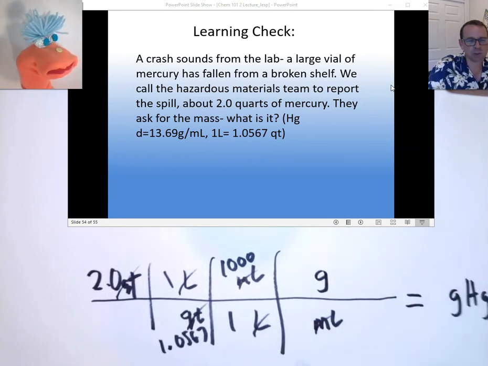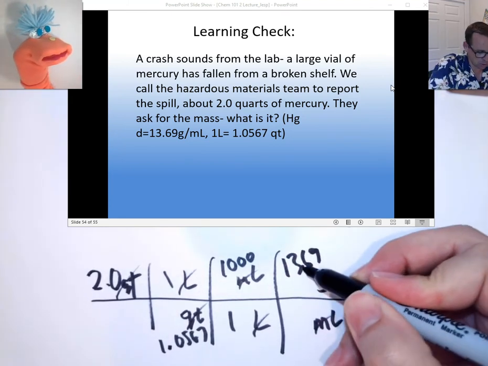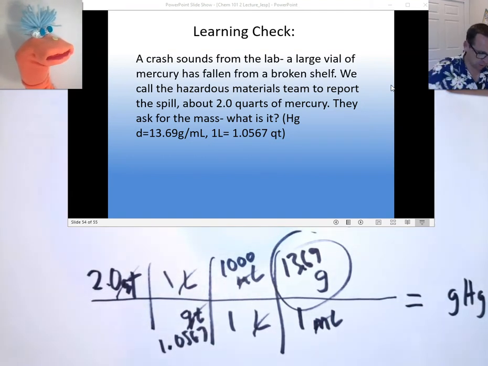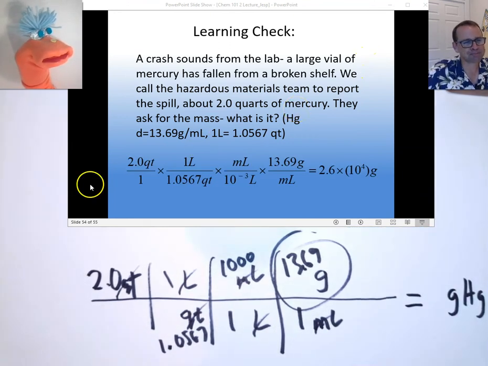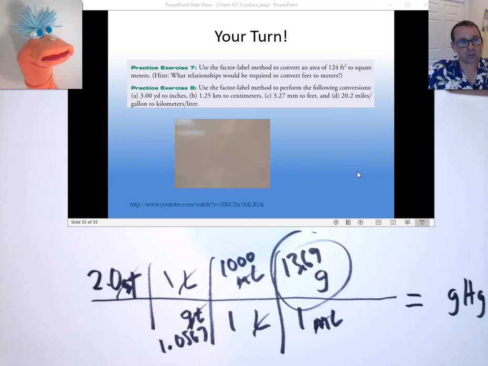Yeah, what do you call that? The grams per milliliter of something. Oh, that's the density. That's right. So it's 13.69 grams per 1 milliliter. So we're in grams, and we got rid of milliliters there. Okay, very good. Our 2 divided by 1.0567 times 1,000, or divided by 10 to the minus 3, same thing, times 13.69 gives us 26,000, or 2.6 times 10 to the 4th grams of mercury. All right, very good, fabulous.